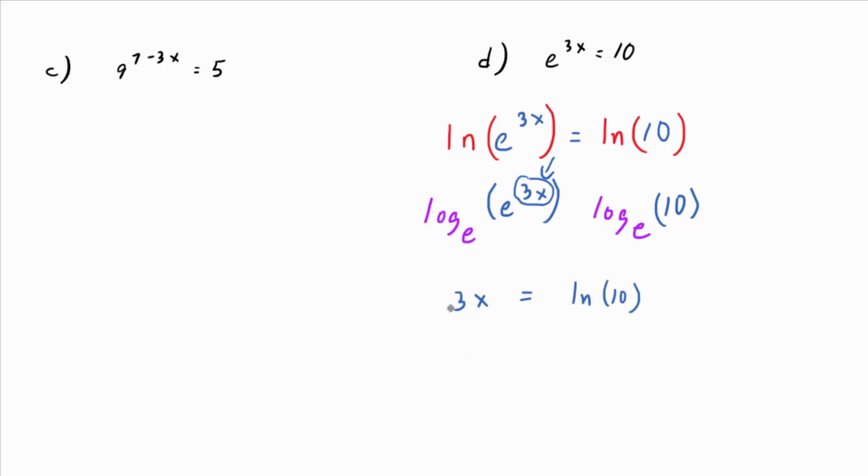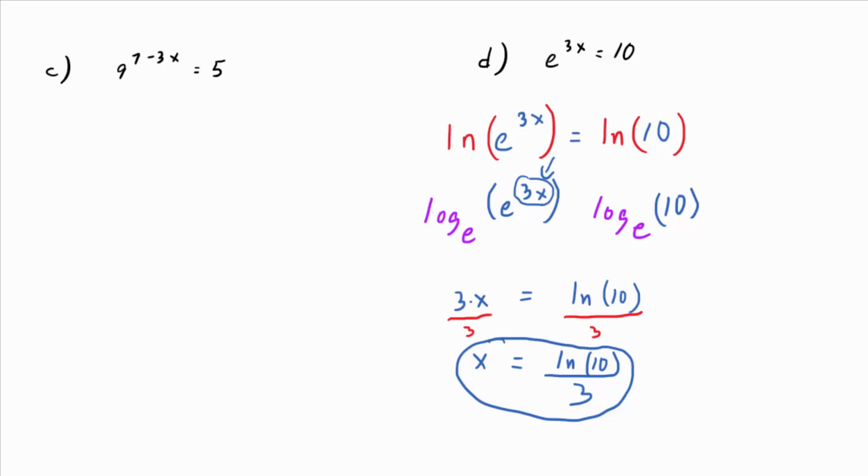And then, there's only one additional step here. You have 3x instead of x, so what do you do? It's 3 times x, so just divide both sides by 3, and you have your answer. So you have x is equal to ln of 10 divided by 3. There's your exact answer.